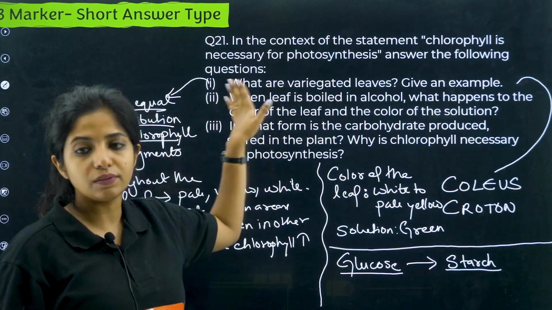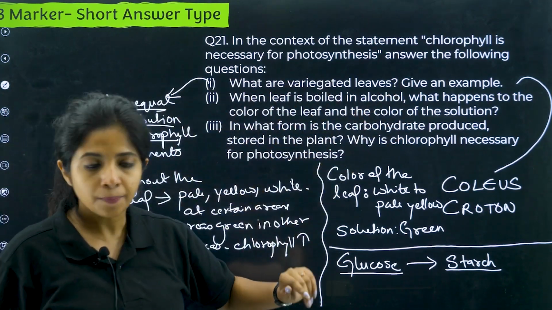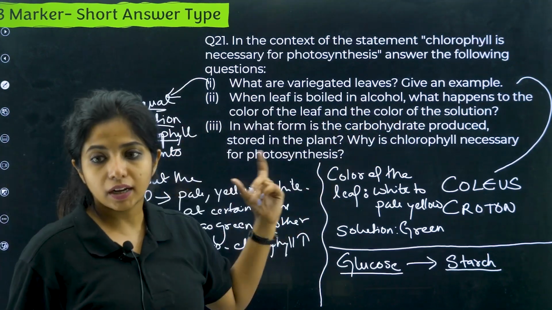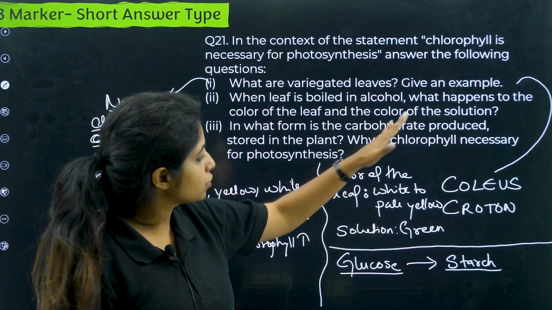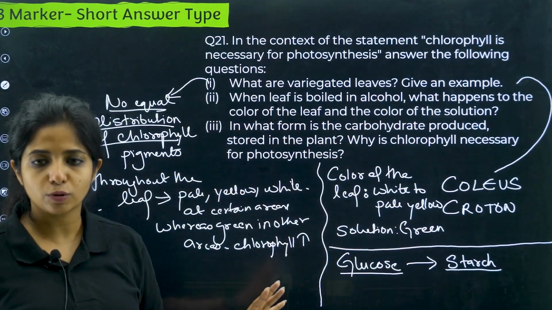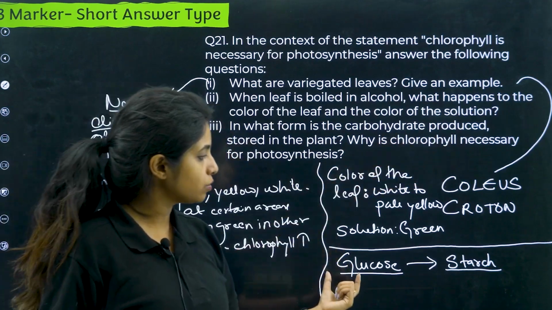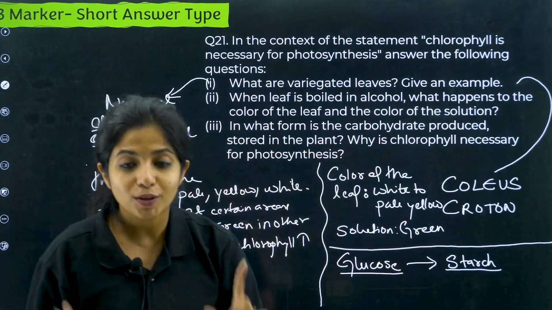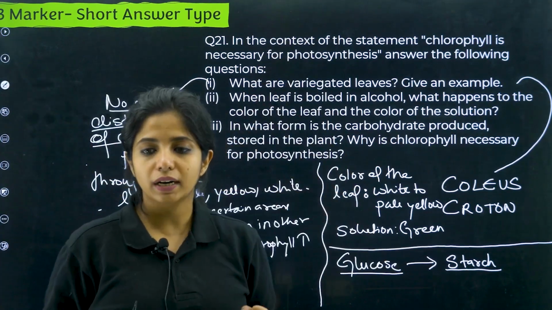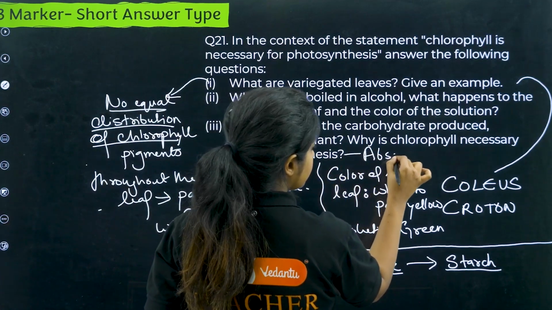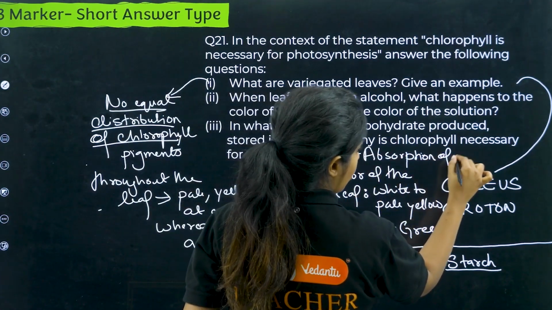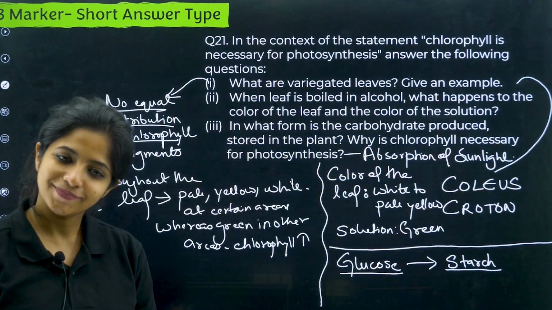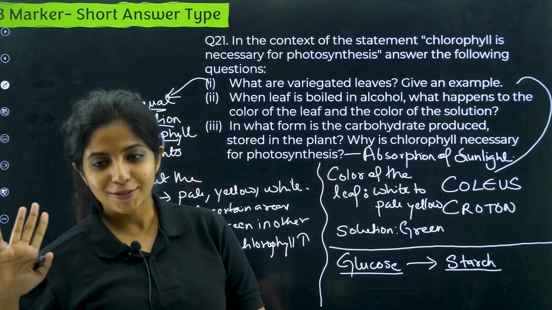answer it properly. What are variegated leaves? You answered it. Give an example, you gave an example. Now you do not say the story behind it. When a leaf is boiled, what happens to the color of the leaf? You just write: the color of the leaf is white to pale yellow. What happens to the solution? The solution is this. No reasons associated, you don't have to explain that. Now in what form is carbohydrate produced? Produced in the form of glucose, stored in the form of starch. Done. Now why is chlorophyll necessary for photosynthesis? Because chlorophyll allows the absorption of sunlight, my dear children. It will allow absorption of sunlight, which is why it is important. Works? So you got your whole 3 marks for this.